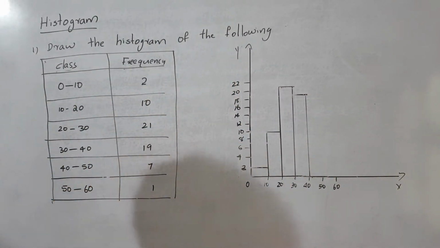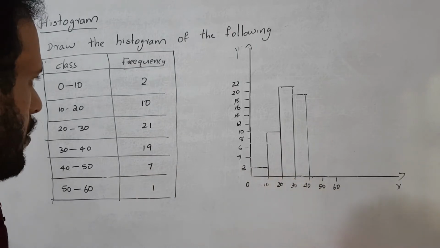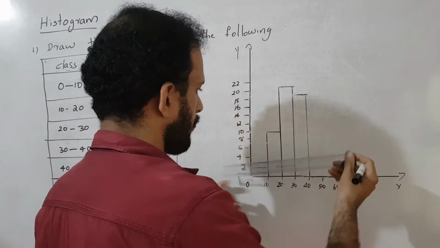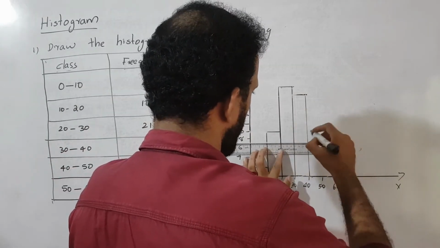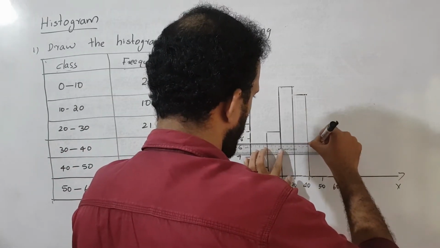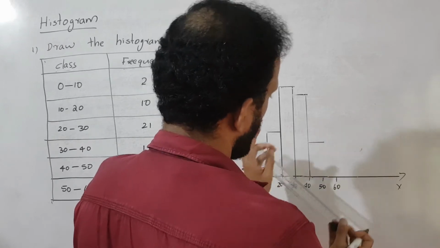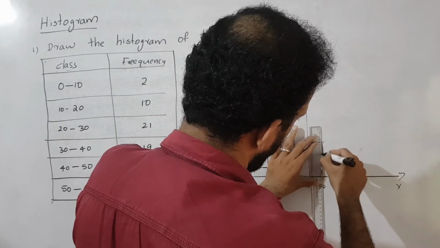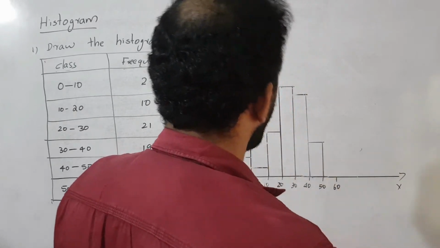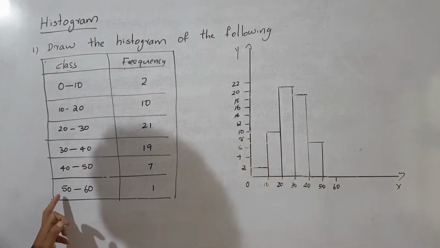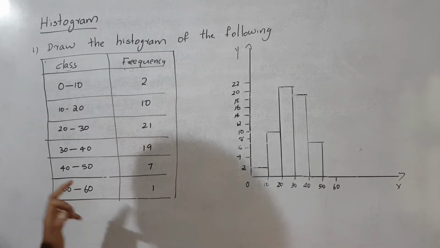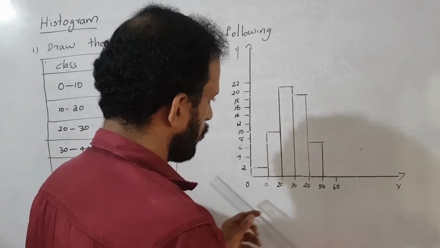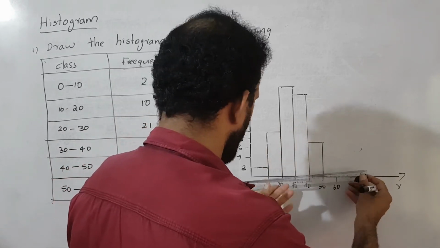Then 40 to 50, frequency 7. 7 is in the middle of 6 and 8. Then we just draw the graph and end it at 50. The next, the last one, 50 to 60, frequency 1. Then 1 is in between 0 and 2. Correct. 0 to 2.